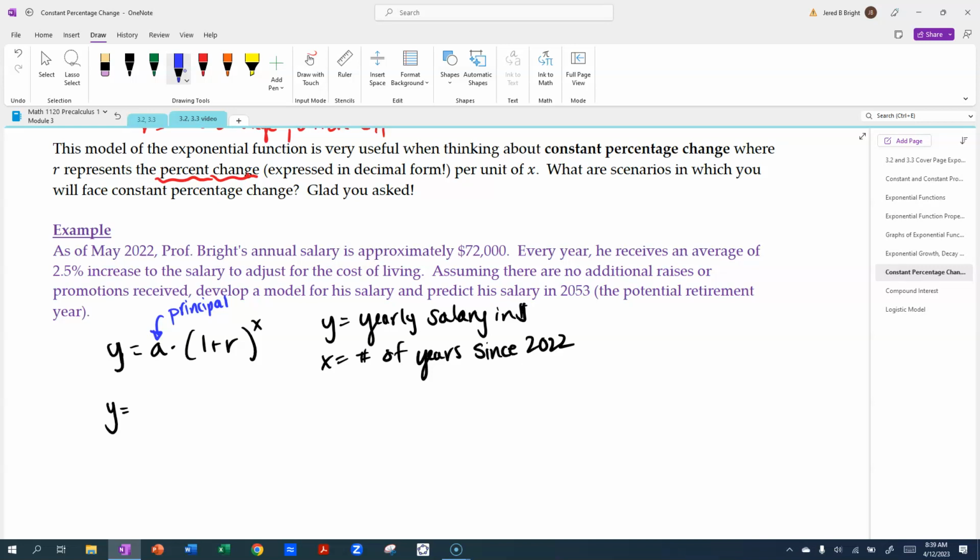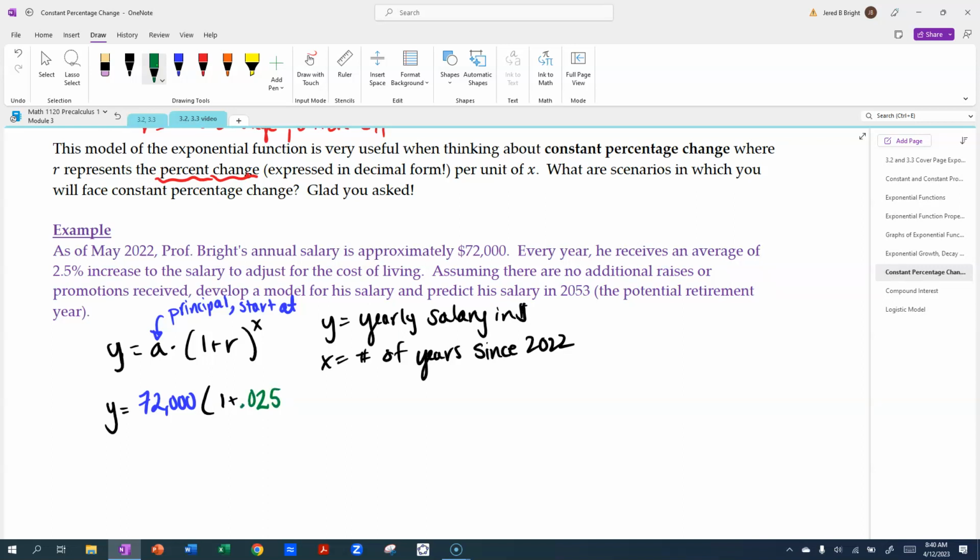But this principal is a common piece of language used when you're working with money. It's just your starting amount, okay? So what you would start at, in this case, would be 72,000, okay? And then 1 plus R, where R is how much my salary changes by every year. That is 2.5%, but expressed as a decimal.